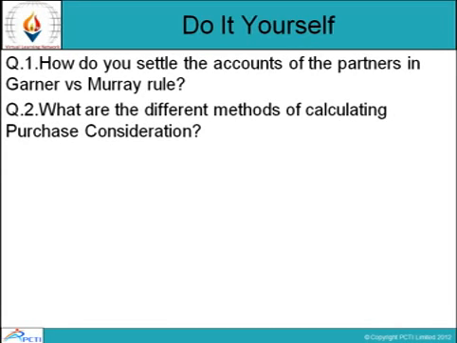Now, do it yourself. Question number 1. How do you settle the accounts of the partners in Garner versus Murray rule? Number 2. What are the different methods of calculating purchase consideration? And that's it from session number 10.